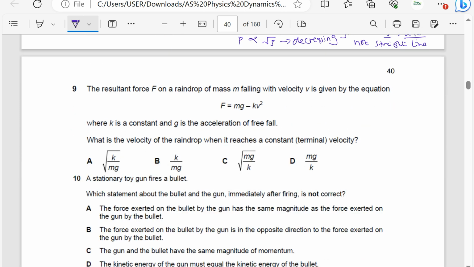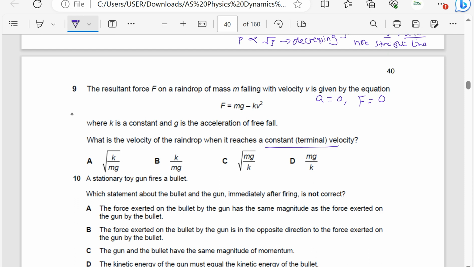The resultant force F on a raindrop of mass m falling with a velocity v is given by that equation. K is a constant and g is the acceleration of free fall. What is the velocity of the raindrop when it reaches a constant terminal velocity? Remember, at terminal velocity acceleration is 0, so resultant force is 0. The resultant force is given by ma, but it should be 0.